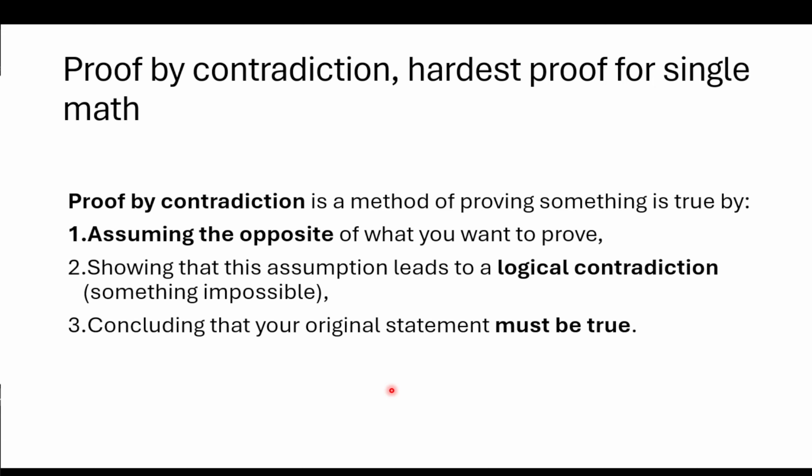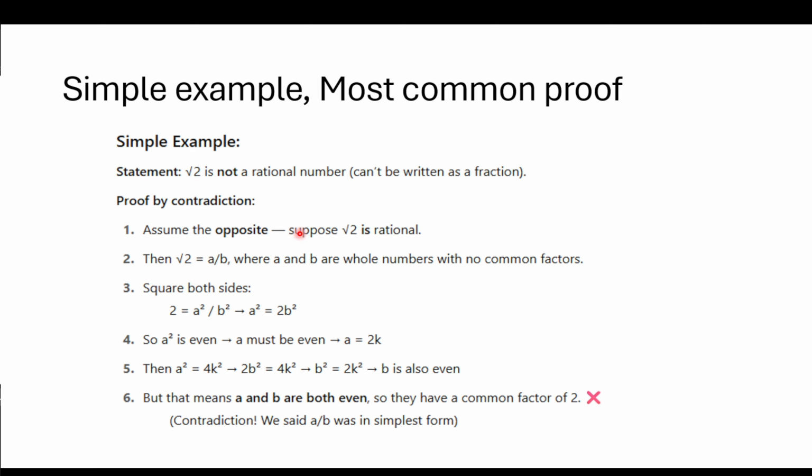Now our next proof is probably the hardest proof for single maths. So you've got proof by contradiction, which is a method of proving something is true by assuming the opposite of what you want to prove, showing that this assumption leads to a logical contradiction, concluding that your original statement must be true. So at the start, you want to assume the opposite of what you want to prove. The slide after this will show an example, so I'll just go to that actually.